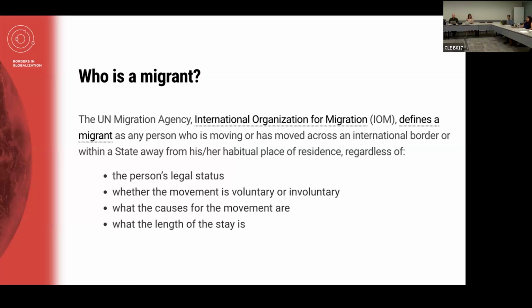The UN Migration Agency, the International Organization for Migration, or IOM, defines a migrant as any person who's moving or has moved across an international border or within a state away from his or her habitual place of residence, regardless of the person's legal status, whether the movement is voluntary or involuntary, what the causes for the movement are, or what the length of the stay is. So this is a very broad definition of a migrant.